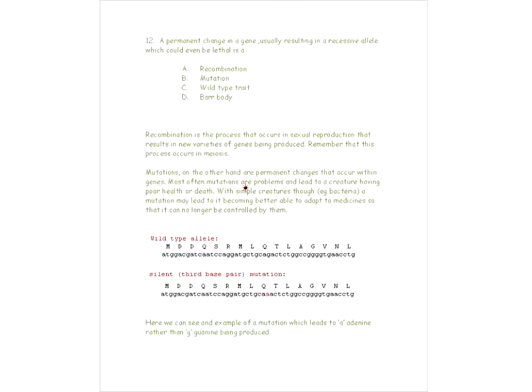Most often, mutations are problems and lead to a creature having poor health or even death. But with simple creatures, like a bacteria, a mutation could lead to it becoming better able to adapt to medicine so it can no longer be controlled by them. And you guys might have heard of this before. They have certain types of viruses or bacteria which have mutated, and because of that, our medicines are no longer able to control them.